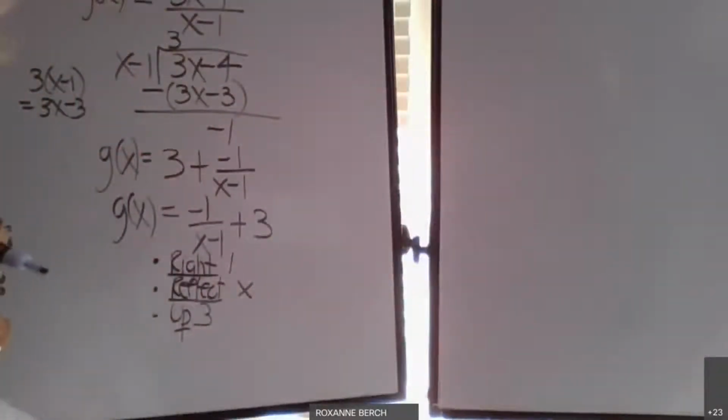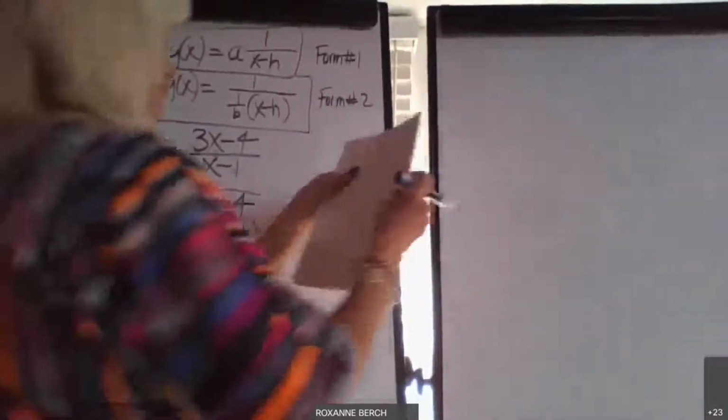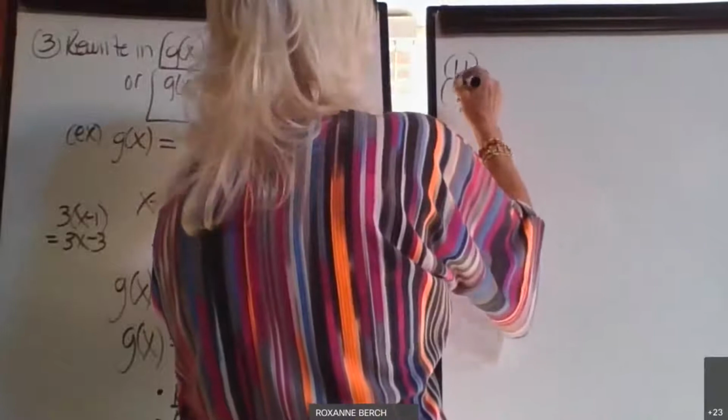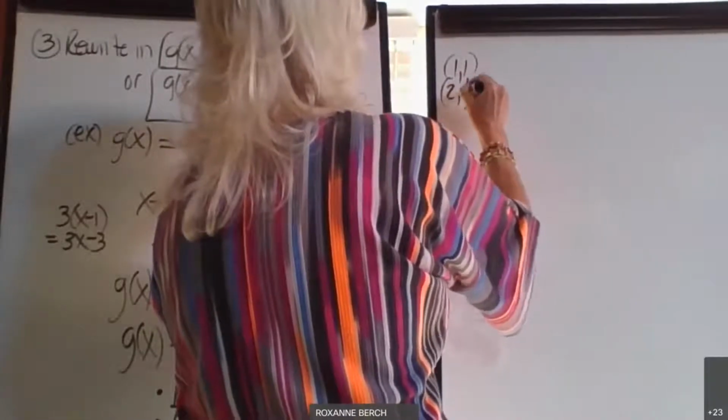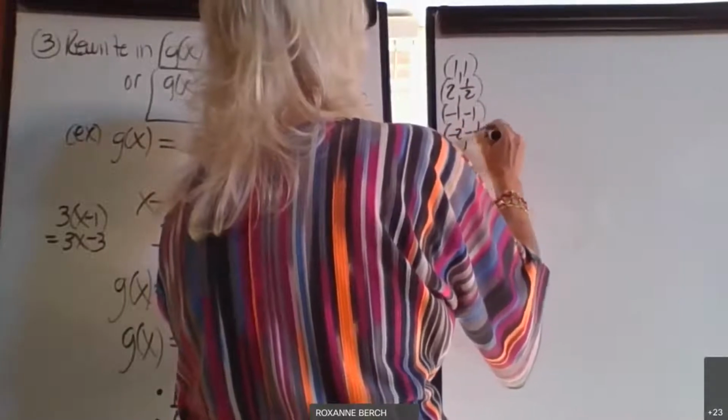All right, so, okay, can I move the screen up now? Do you guys all have this all written down? Yeah. So our points are right one, up one; right two, up a half; left one, down one; left two, down a half.